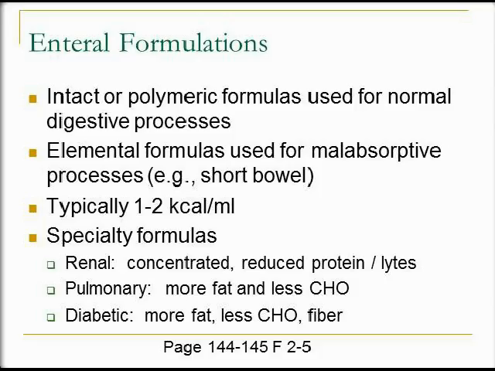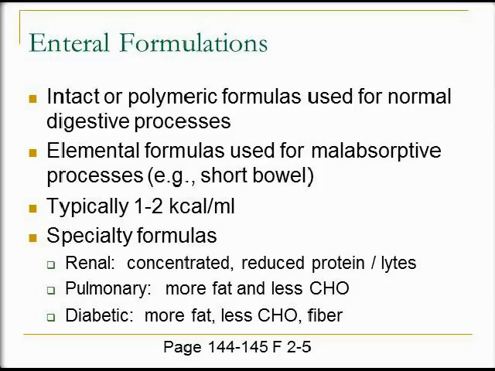Normally, these formulas provide 1 to 2 calories per mL, so a typical formula is an intact or polymeric with 1 calorie per mL. There are specialty formulas that have been designed that are not necessarily associated with improved outcomes, but you'll see specialty formulas. So a renal formula is one for patients with kidney dysfunction. It's more concentrated, so you can give more nutrition in a smaller volume. It also has a reduction in protein and electrolytes.